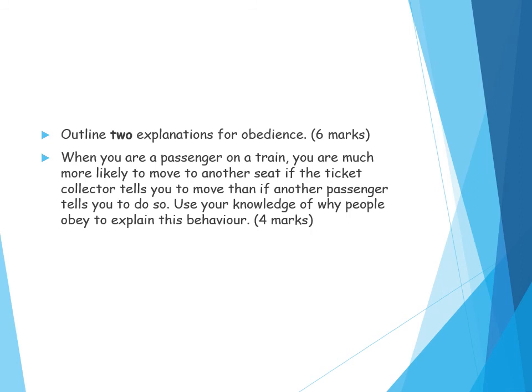When you're a passenger on a train, you are much more likely to move to another seat if the ticket collector tells you to move than another passenger. Use your knowledge of why people obey to explain this behaviour. So it is his uniform that is giving him the prestige. He has higher status than another passenger, and we're more likely to obey due to legitimate authority, and to go into a bit more detail about what legitimate authority is.